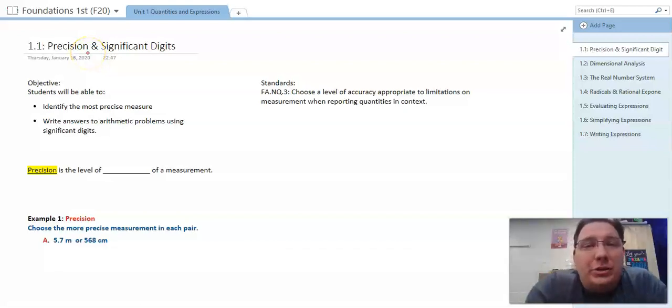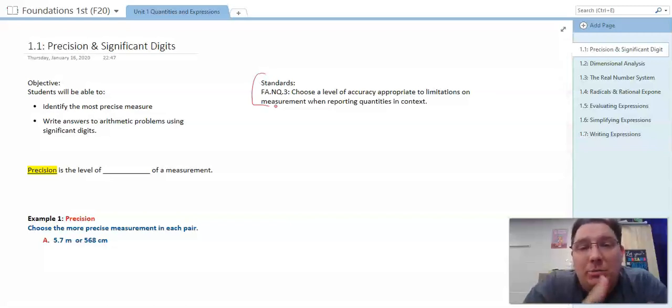We're going to look at Unit 1 on quantities and expressions today, and then Section 1.1, precision and significant digits. Follow along in your notes, either on paper or in your OneNote app. Our objective for today is that you'll be able to identify the most precise measure and write answers to arithmetic problems using significant digits. Our one standard for today is in Q3, which is to choose a level of accuracy appropriate to limitations on measurement when reporting quantities in context.